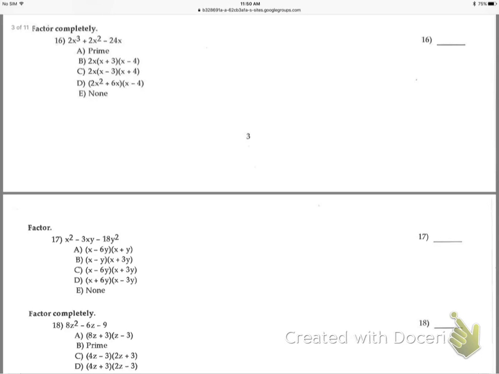All right, try 16. Number 16 there: 2x cubed plus 2x squared minus 24x. Look at the multiple choice options as you go. Notice what they've done.